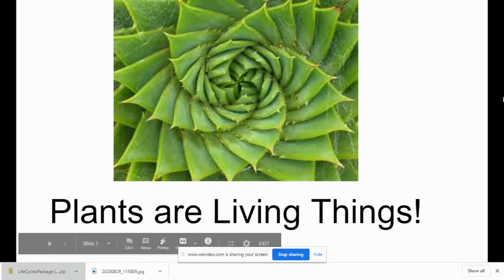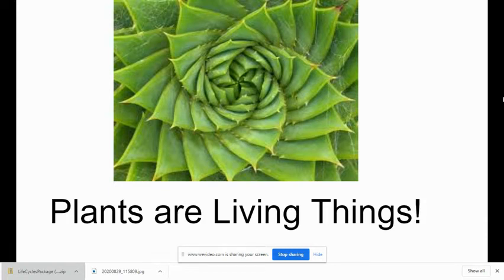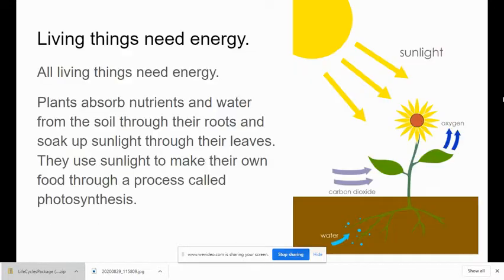We did a scavenger hunt and we sorted for living and non-living. And then we started talking about how plants are living things. Animals and plants are two different kinds of living things that we're really familiar with. No, they're not the only ones, but we're going to be talking about plants this year in third grade. So let's talk about how plants are living things.